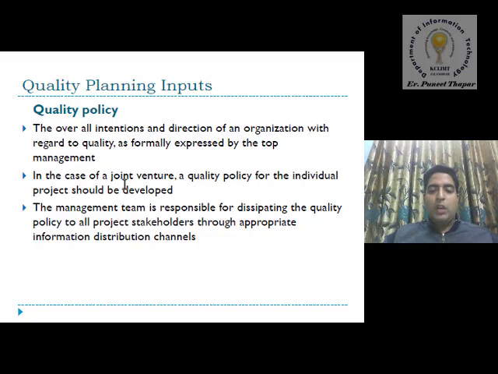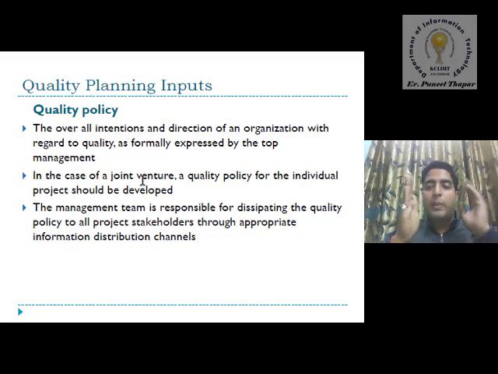In case of a joint venture, quality policies for the individual project should be developed. It means if we have a joint venture with two companies, this is company A, this is company B. If company A's product is used by company B also, and half of the production is done in company A and half in company B, both use their different policies for development. So at that stage we have to join the individual project plans. And next, the management team is responsible for disseminating the quality policies to all the project stakeholders through appropriate information distribution channels. This is the main policy. The management team is responsible for the quality of the policy that they design. All the planning and all the quality of the software depend upon the management policies.